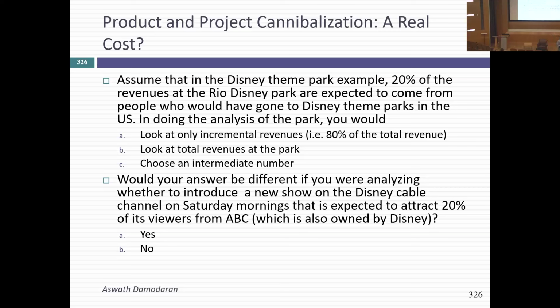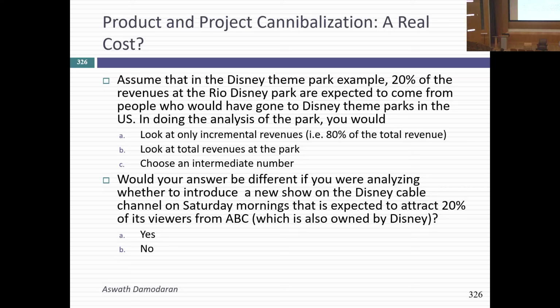When can you get away with it? Why can Disney get away with it? What's your worst case scenario? You don't build the Rio Disney theme park. Your worst case scenario is Universal builds a theme park in Rio, because remember, these tourists were coming to the Rio Disney because it was more convenient, and they decide to go to Universal instead. With Disney, I don't think that's much of a worry because this is not an easy substitute.